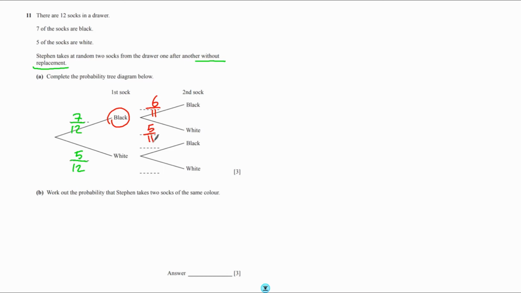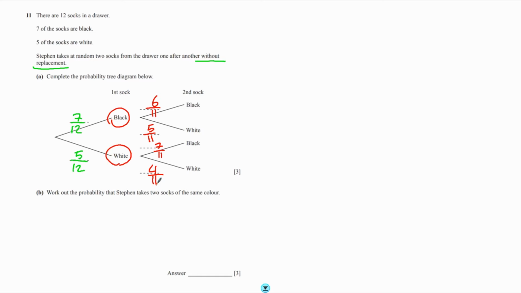Now, if you look at the second branch, because we have already taken a white sock out, we would have 7 blacks and 4 whites. So the probability of black would be 7 over 11, and the probability of white would be 4 over 11. So this completes the probability tree here.